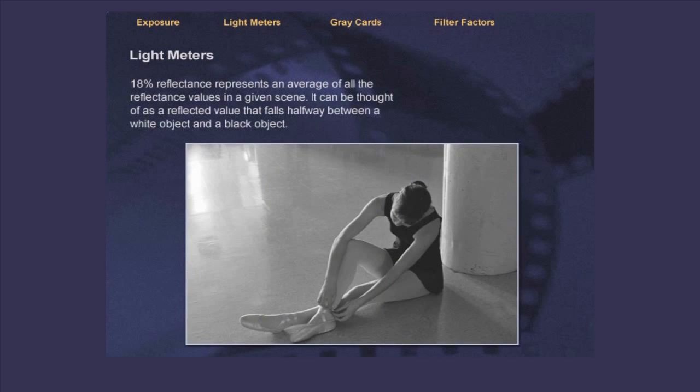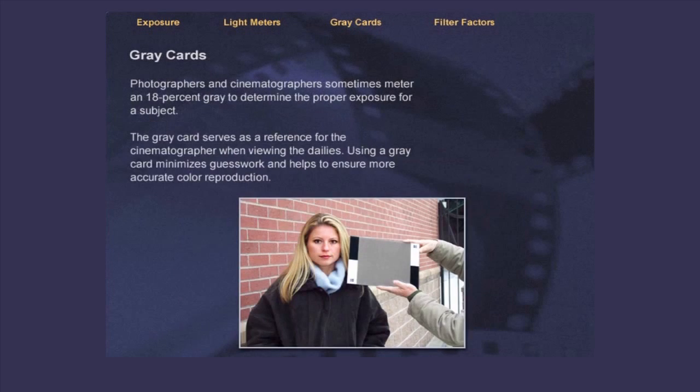18% reflectance represents an average of all the reflectance values in a given scene. It can be thought of as a reflected value that falls halfway between a white object and a black object. Photographers and cinematographers sometimes meter an 18% gray to determine the proper exposure for a subject. The gray card serves as a reference for the cinematographer when viewing the dailies. Using a gray card minimizes guesswork and helps to ensure more accurate color reproduction.